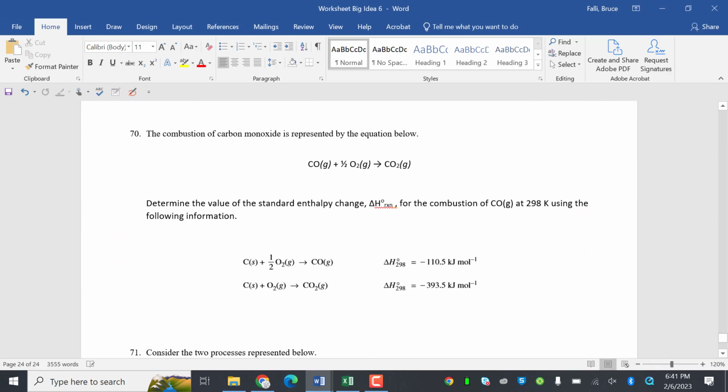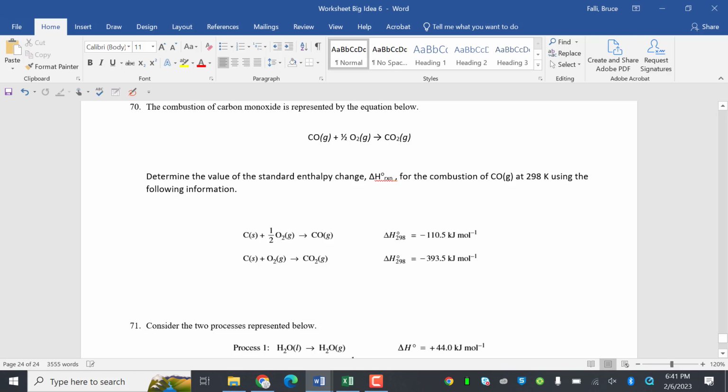Combustion of carbon monoxide is represented by the equation above. There we go. Determine the value of the standard enthalpy change delta H reaction for the combustion of CO. So I want to have CO2. I want to have one of these. This is good. I want to have a CO on the left-hand side, so I've got to flip it. And that'll do it. So I'll check to make sure it balances, but it does.